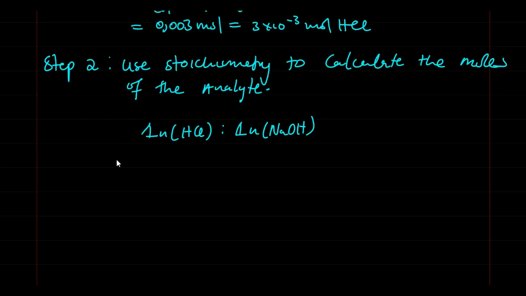Now, the number of moles of the base, which is my analyte, sodium hydroxide, is what? It is the concentration of the base times the volume of the base. But now I don't have the concentration. I can't calculate the number of moles. I only have the volume. So how am I going to calculate it? I'm going to use the stoichiometric ratio.